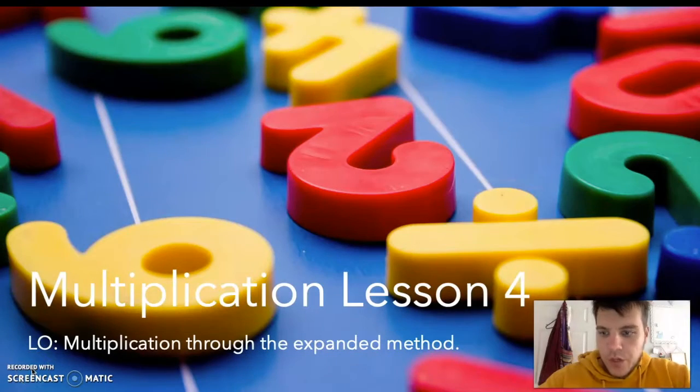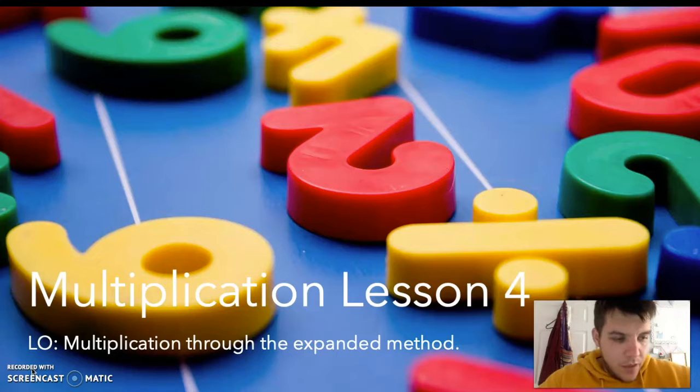Hi everyone. So we're on to multiplication lesson 4. So we're using the expanded method. So as per usual, I'm just going to flick through a couple of slides, 3 slides for you to show you what the method is all about. Again, use these, flick back and just pause them as it gives you a good understanding of what's going on.